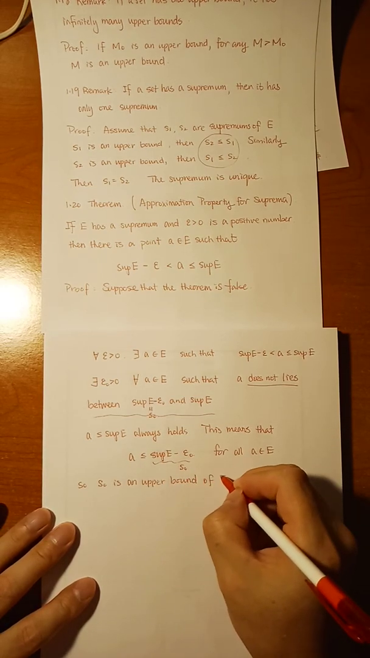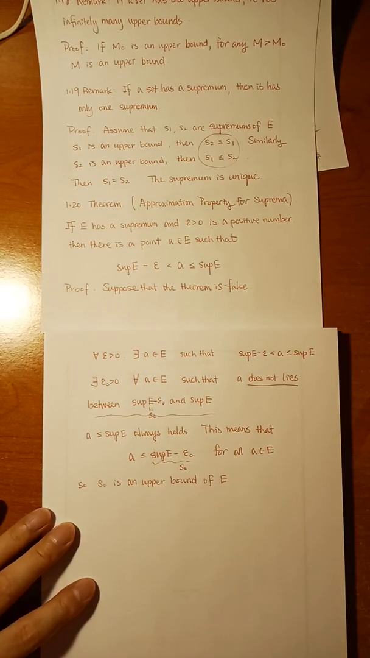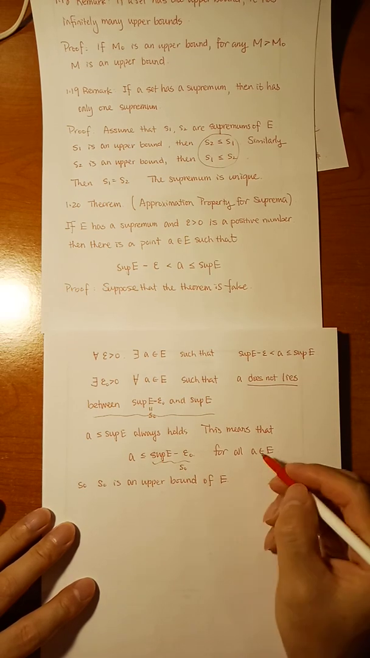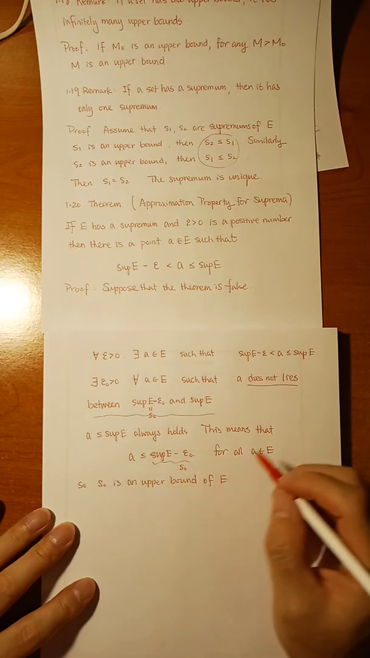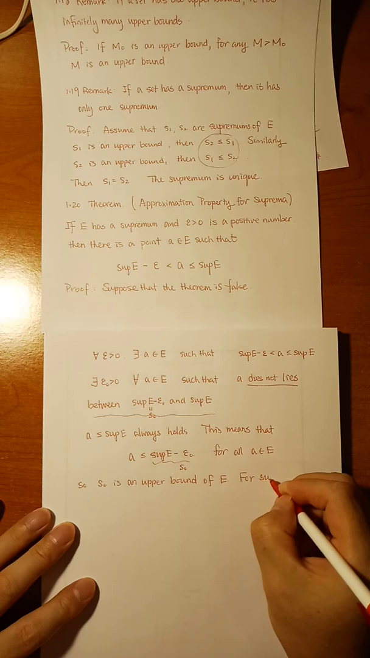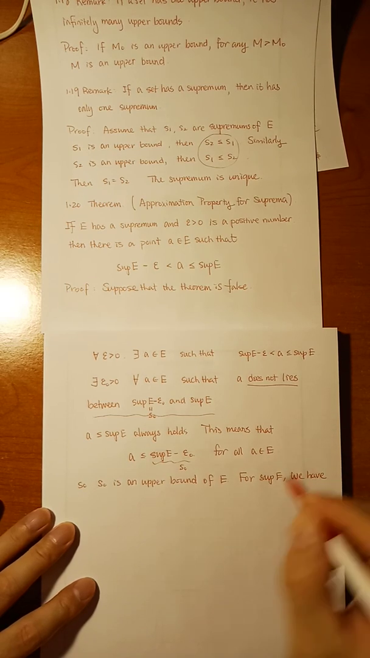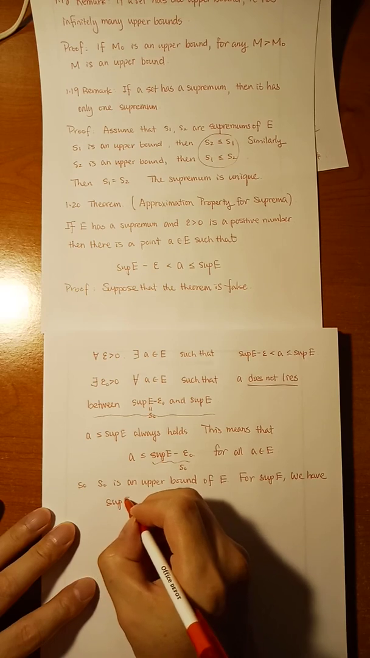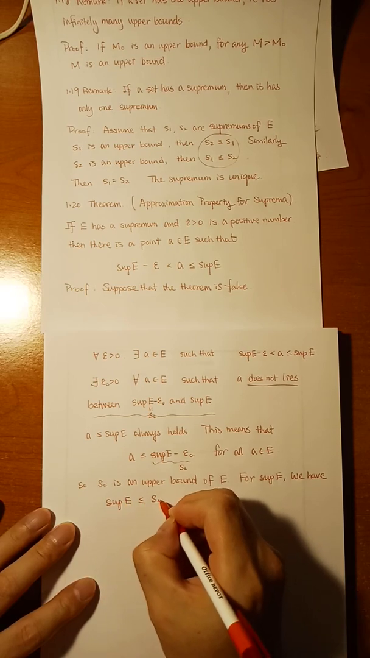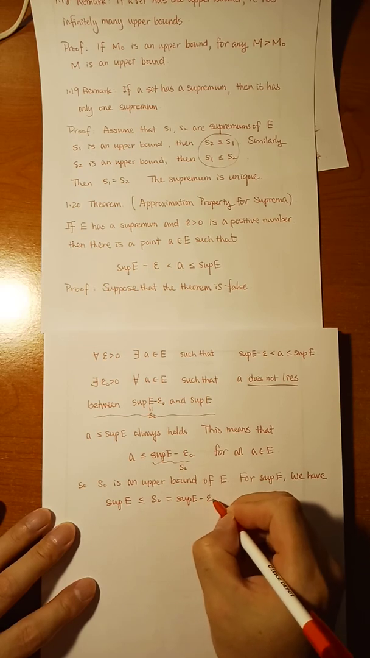of E. Right? Every element is less than or equal to this S0, so of course it's an upper bound by the definition. And for the supremum, we have the supremum of E is less than or equal to an arbitrary upper bound, and so less than or equal to the supremum of E minus epsilon.